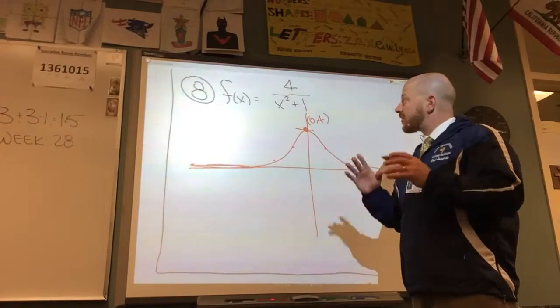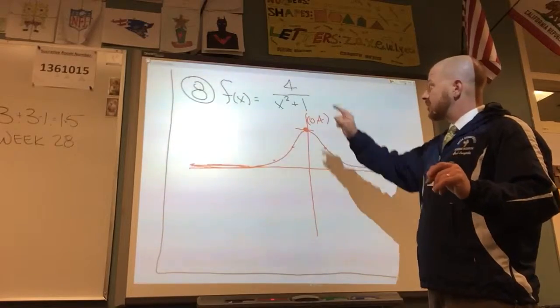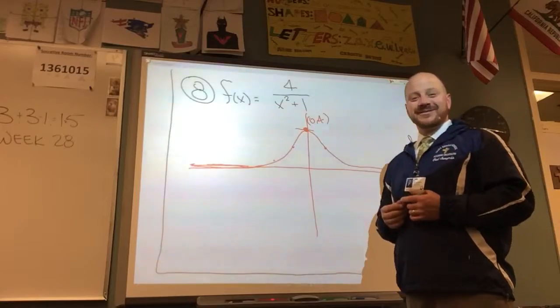Okay, so hopefully that did that for you. You've got no vertical asymptotes, y equals 0 is a horizontal asymptote, 4 is your y-intercept, and that's about it. All right, hope that helped.